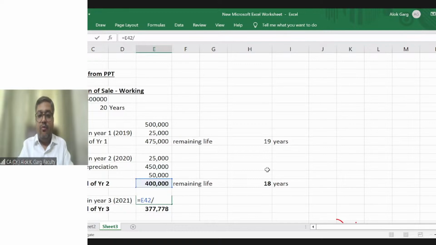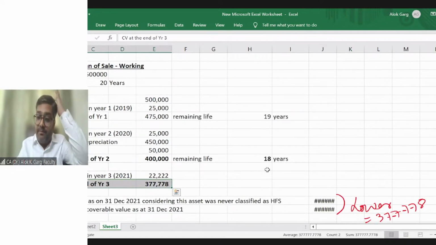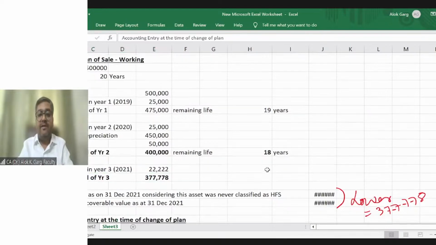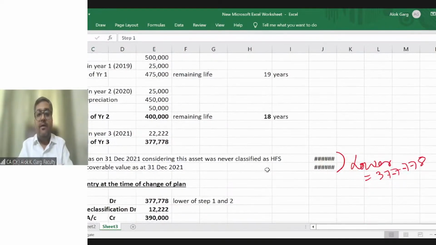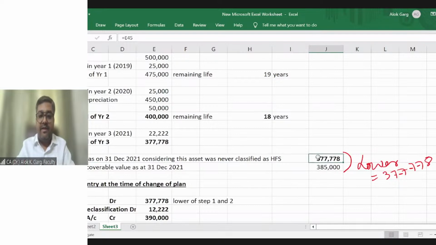Divide closing carrying value by remaining life: 22,222. So the carrying value at the end of year 3, as per PPE standard, is 377,778. What is my step 1? Compute the carrying value on December 31, considering this asset was never classified as held for sale. It comes out at 377,778.